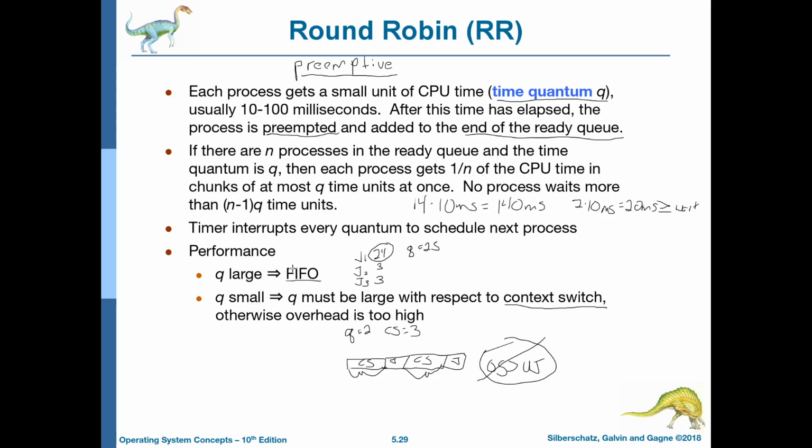So we want to find a balance between too large of a time quantum and too small of a time quantum for a round-robin system.